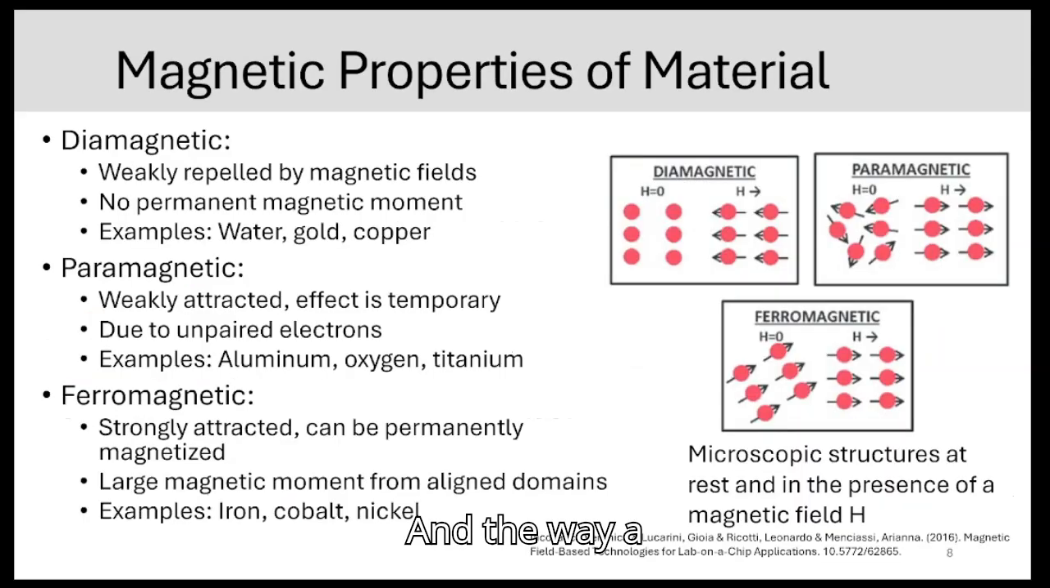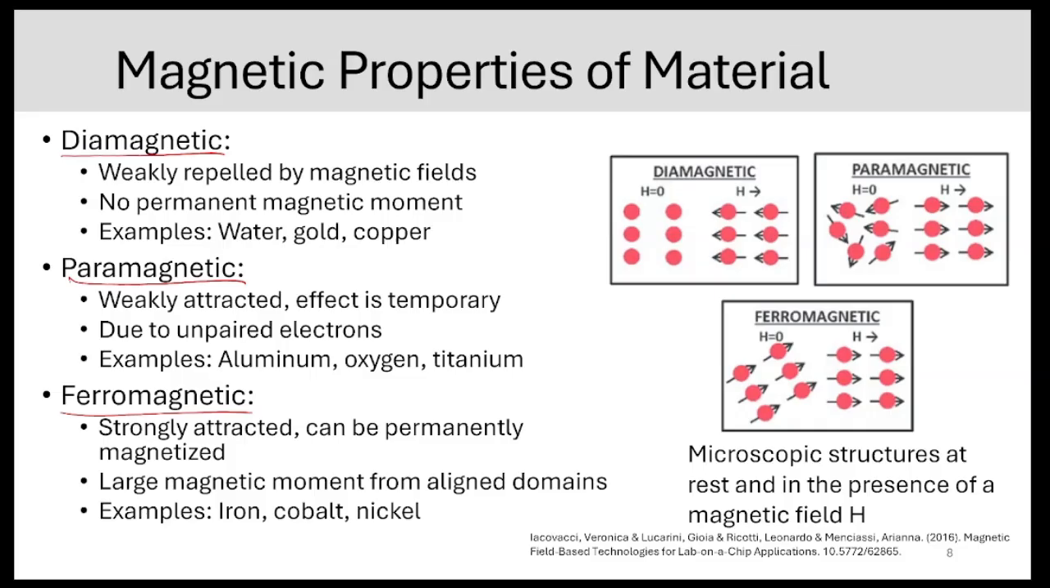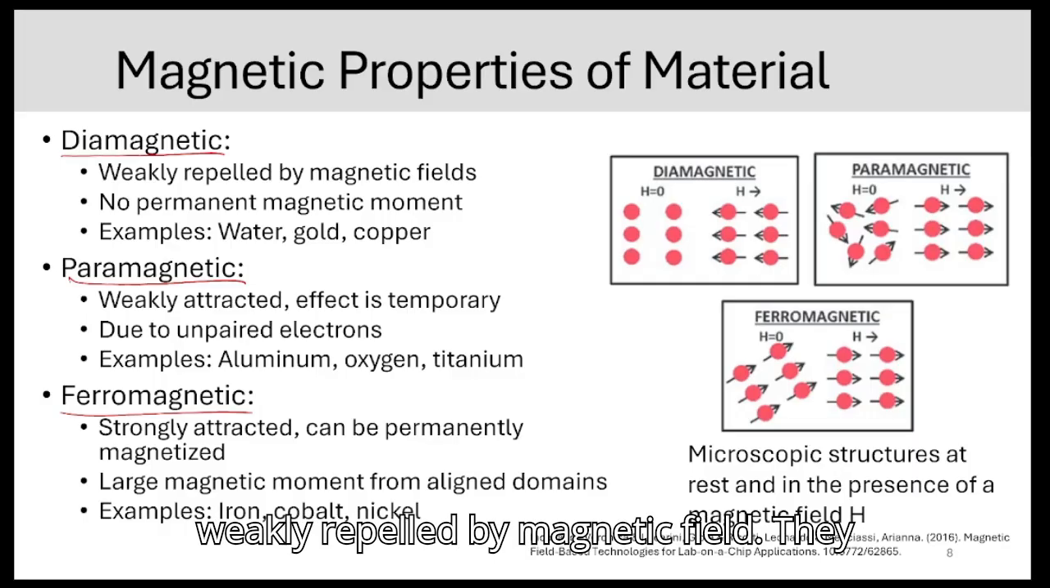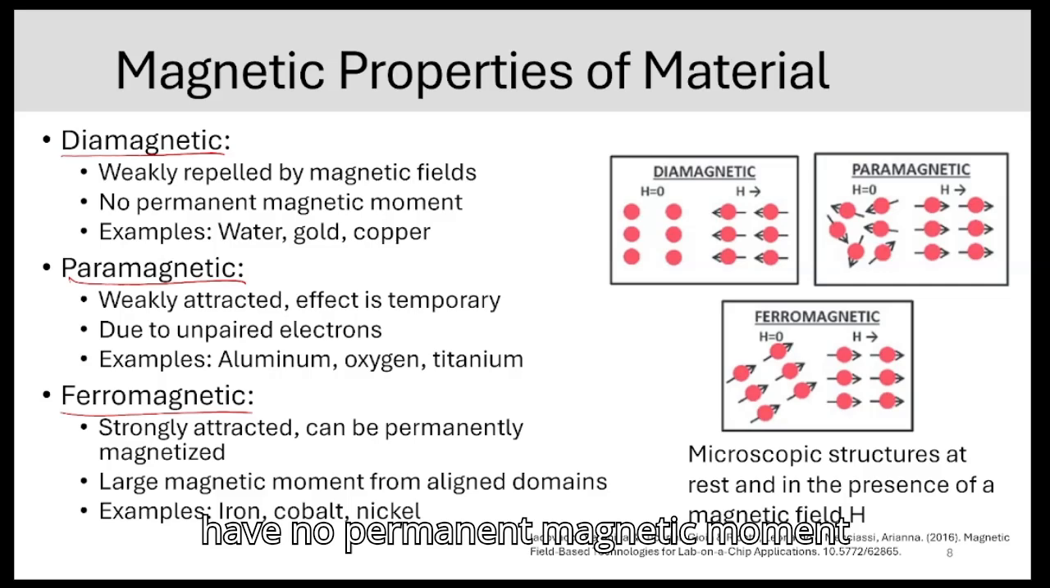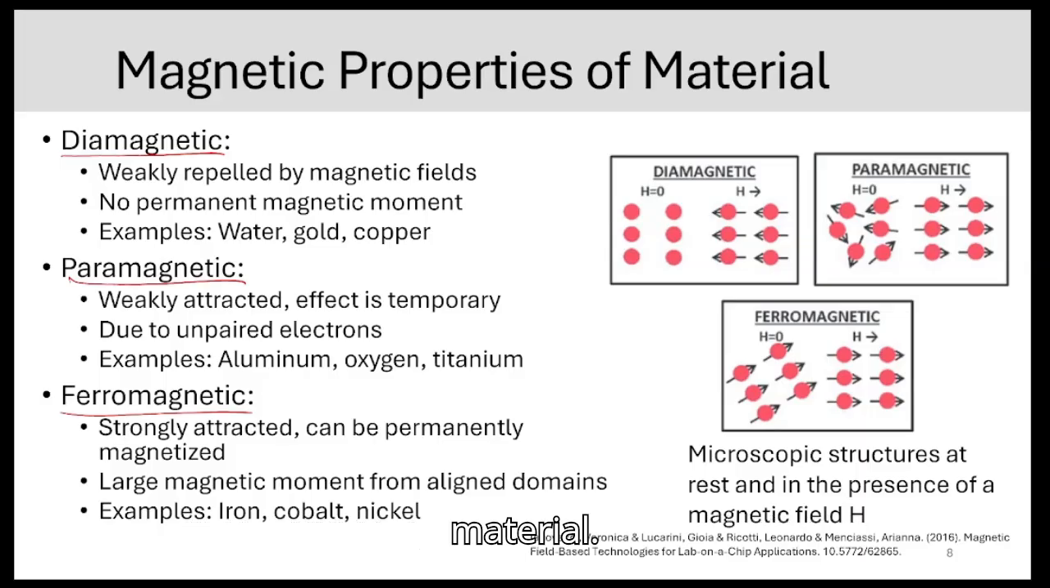And based on the way a material interacts with an external magnetic field, we can define materials in three categories, namely diamagnetic, paramagnetic, and ferromagnetic. Diamagnetic materials such as water, gold, copper are actually weakly repelled by a magnetic field. They have no permanent magnetic moment, and a magnetic field induces a small opposing magnetic field within the material.